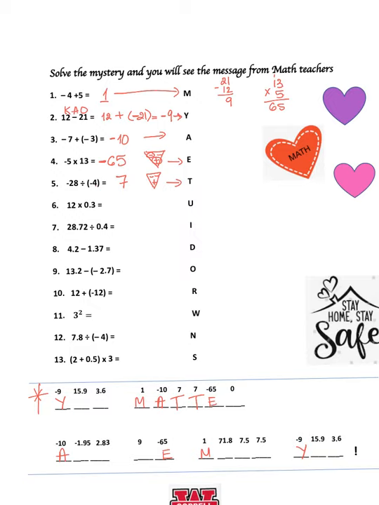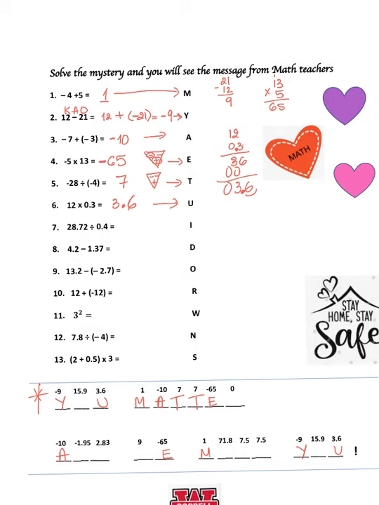Number 6, we have 12 multiplied with 0.3. 12 multiplied with 0.3. 3 times 2 is 6. 3 times 1 is 3. 0 times 2 is 0. So we have 630. And we have 1 decimal, so we're going to move 1 decimal. So we have 3.6 as the answer. So for 3.6, we have letter U. 3.6, we have letter U. So we have 2 U's.